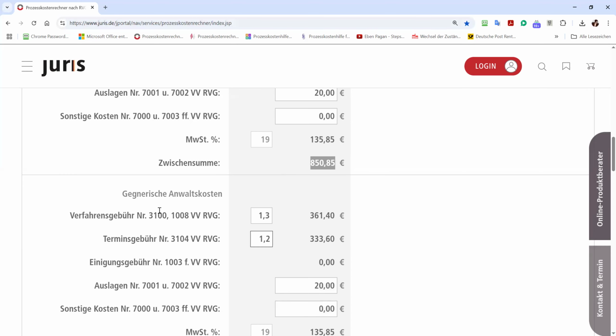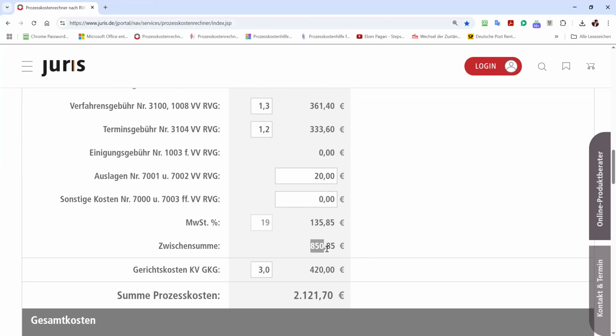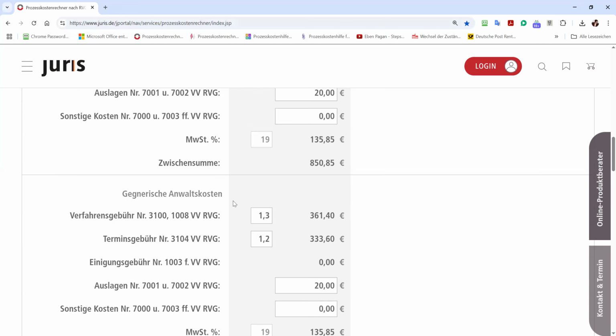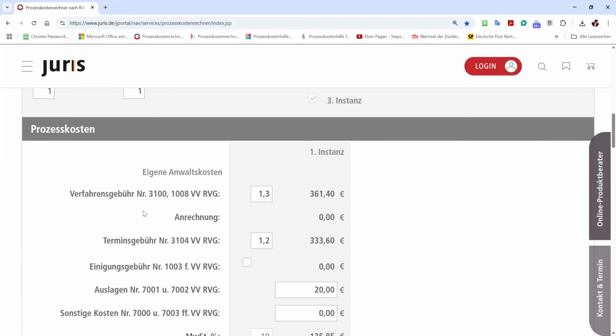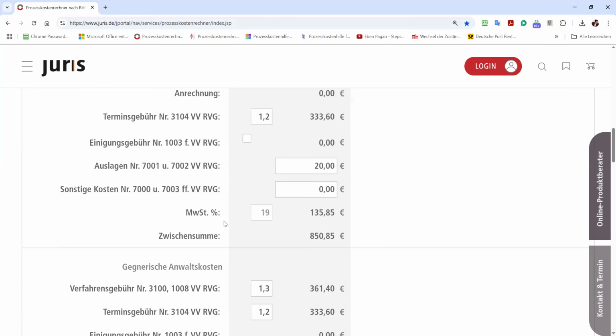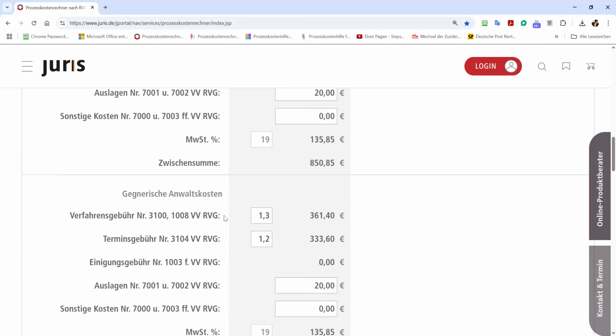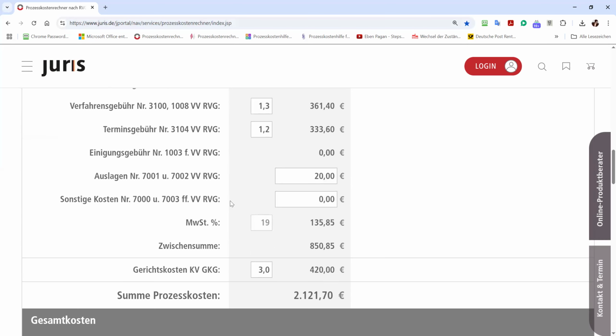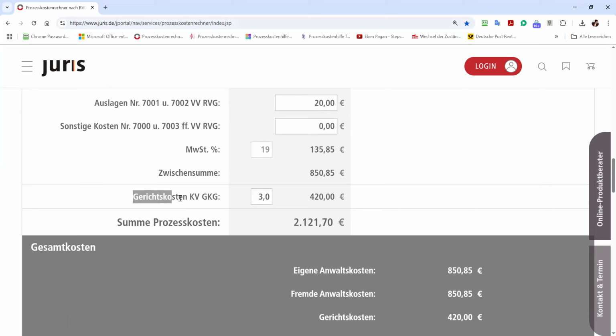And obviously, the other party will have to pay the same amount to their attorney, right? Because each attorney is getting, based on the same value, the same legal fees. So if you scroll down, you'll also see the court fees. This one, your Gerichtskosten, which in this case are 420 euro.